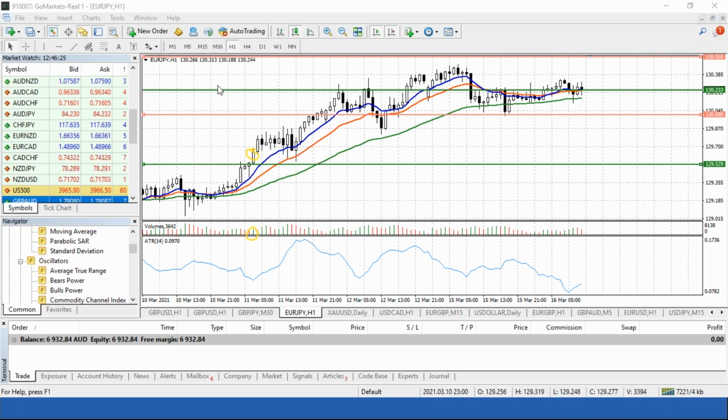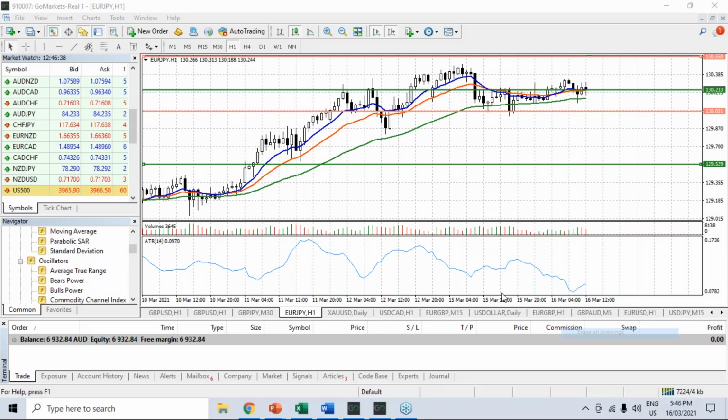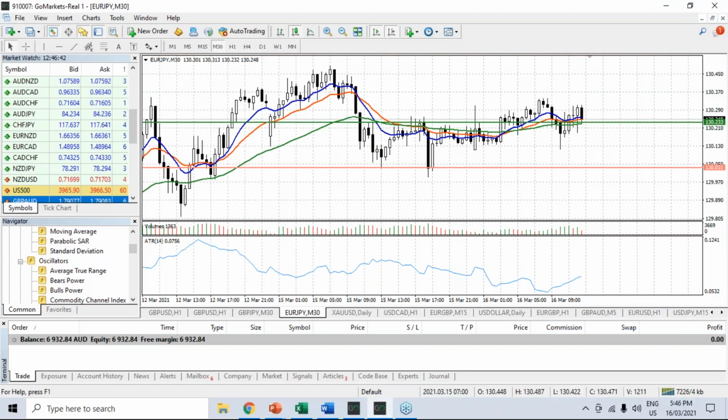So well, let's look again. So we could have even taken a breakout trade at this point here. So forget that one for now. But we see it go into this pattern here. Let's put it on a 30-minute chart. Take it back. Let's get rid of this automatic scroll.